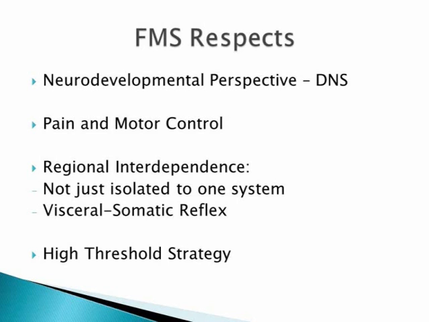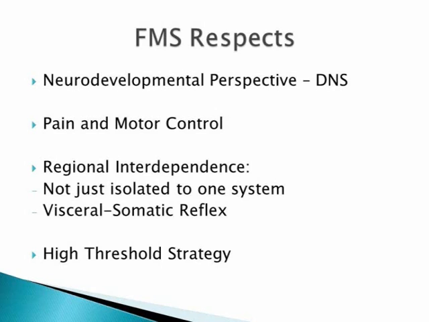It also respects regional interdependence, and what regional interdependence means is that if one area of the body is dysfunctional, it may show up as a symptom in another part of the body. And this is not just isolated to one system. So for instance, if I have some sort of dysfunction in my hips that's leading to low back pain, that is one example of regional interdependence within one system.